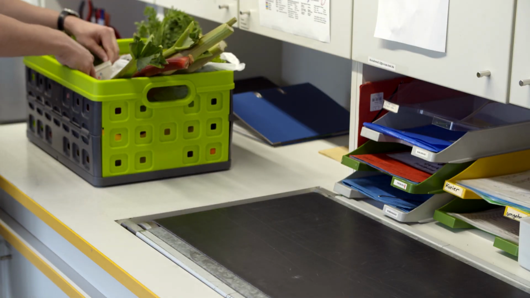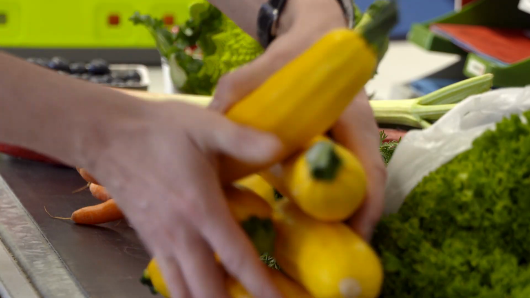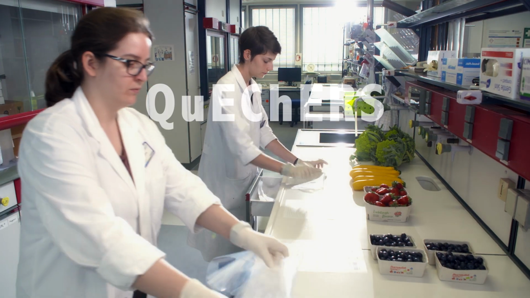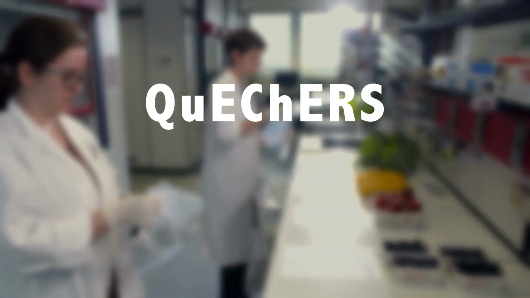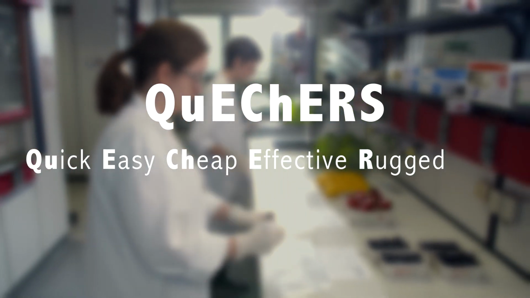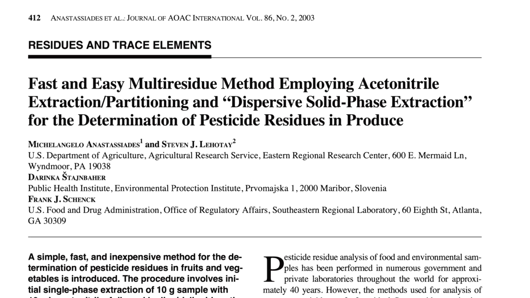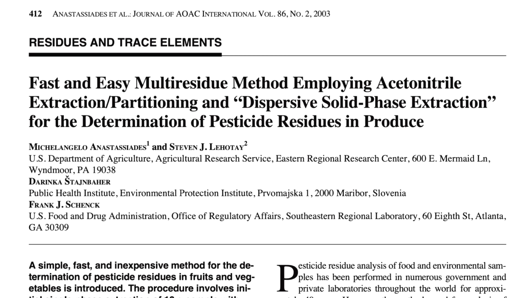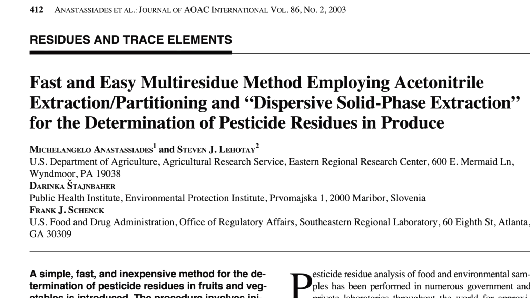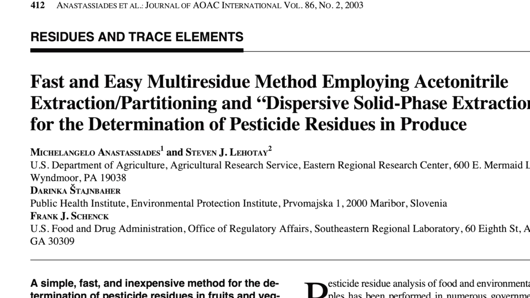Internationally, the most commonly used method for the analysis of pesticide residues in food is the so-called QuEChERS method. QuEChERS is an acronym and stands for quick, easy, cheap, effective, rugged, and safe. The method was developed in 2002 by Dr. Anastassiades during his post-doc stay in the USA at the USDA laboratory headed by Steve Lehotay.